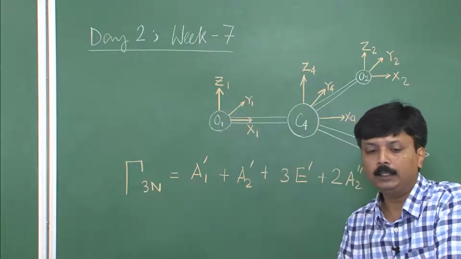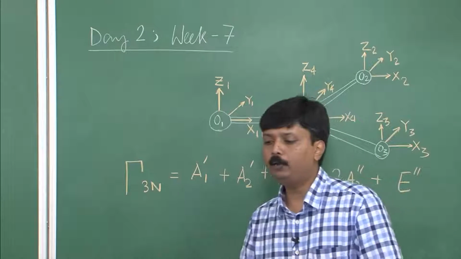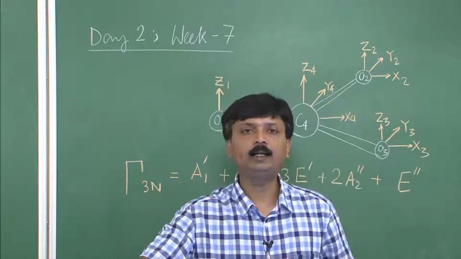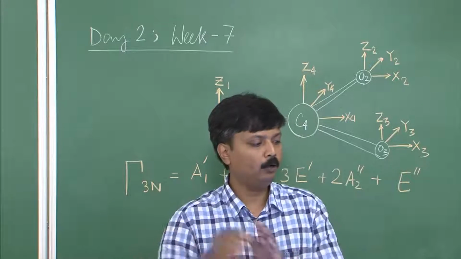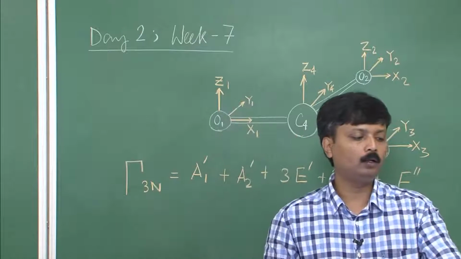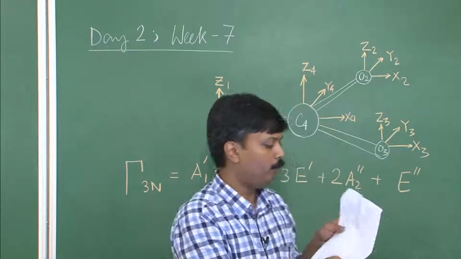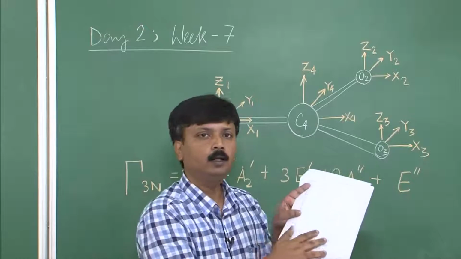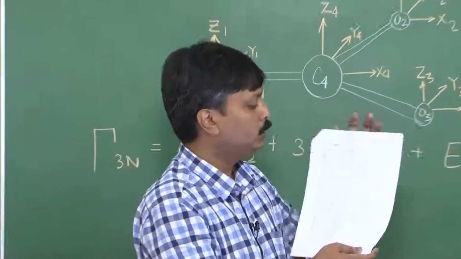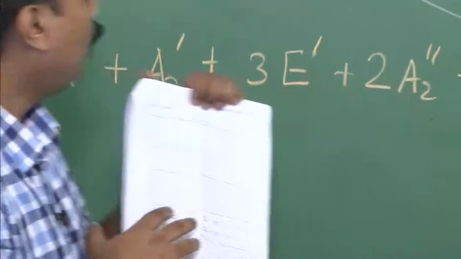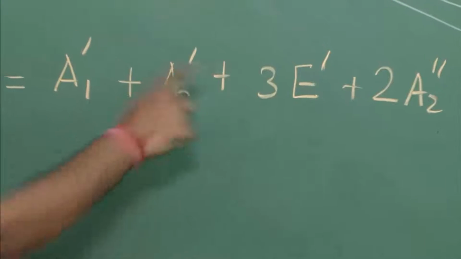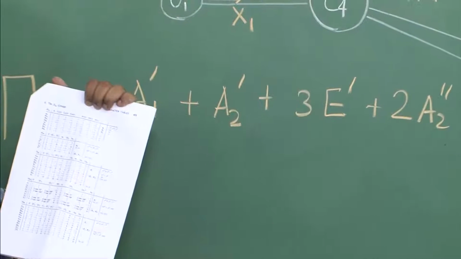So how do we do that? That's very easy. Again, you have to take help from the character table of the particular point group. So again we will resort to the character table of this particular point group, D3h. So we have got our list of irreducible representations, correct?